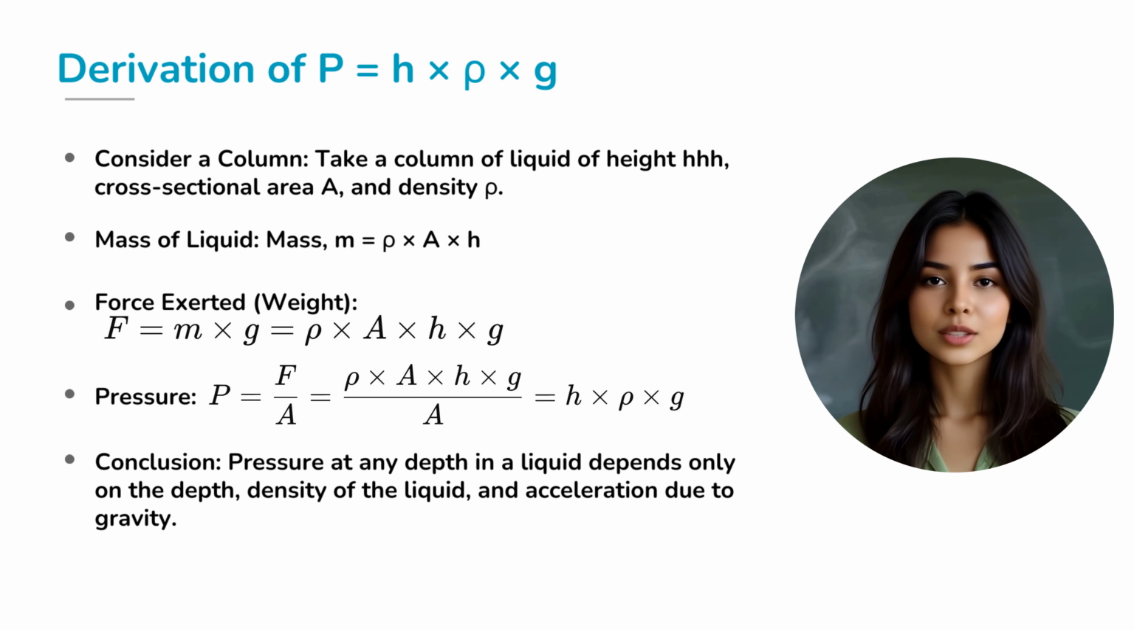Next, we calculate the force, which is the weight of this liquid. F equals m into g, so F equals ρ times A times h times g. Now, what is pressure? It's force divided by area. So, P equals F over A, which becomes P equals open bracket ρ times A times h times g close bracket divided by A. The A cancels out and we are left with P equals h times ρ times g. And that's the formula that governs pressure at a depth in a liquid.